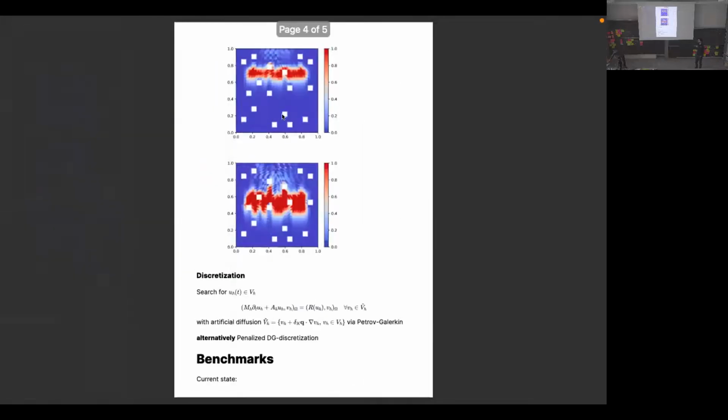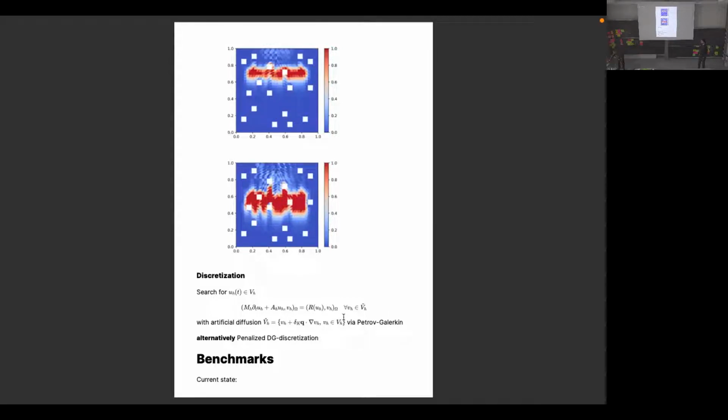And then here another example where I place these random rocks and then again an elliptic problem, and here I chose it such that the Péclet number is really large, and you can see it's getting unstable. So this is the problem we want to tackle.